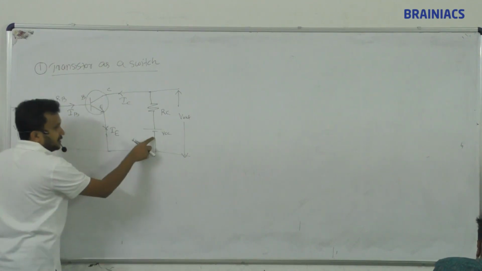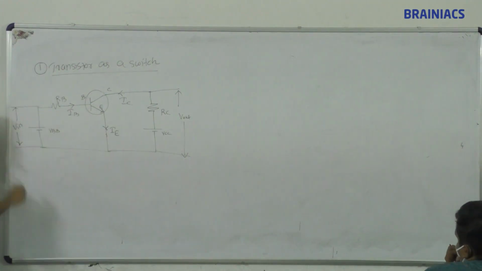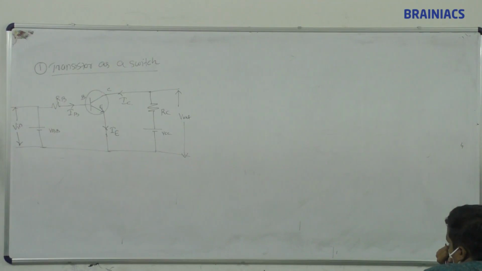Collector reverse bias, base forward bias, VBB, VCC, then V out, V in. Okay. Transistor as switch. Switch means what? Two positions, on position and off position. That's what we are going to see.